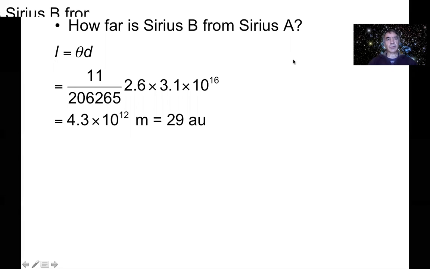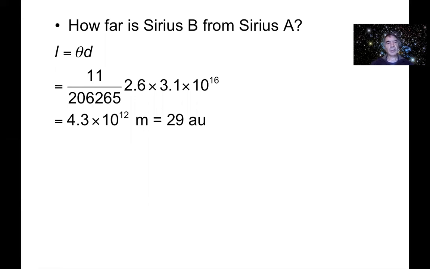Okay, so I left you with the question of how far Sirius B is from Sirius A in that sort of famous binary system. I'm also trying to encourage you to keep using this expression: L equals theta d. L is the physical separation, theta is the angular separation, and d is how far away the system we're talking about is.